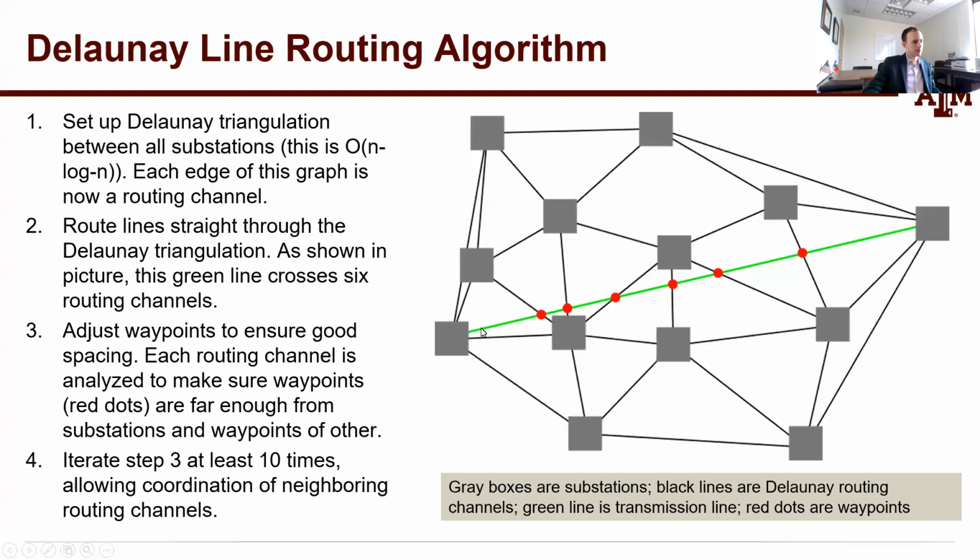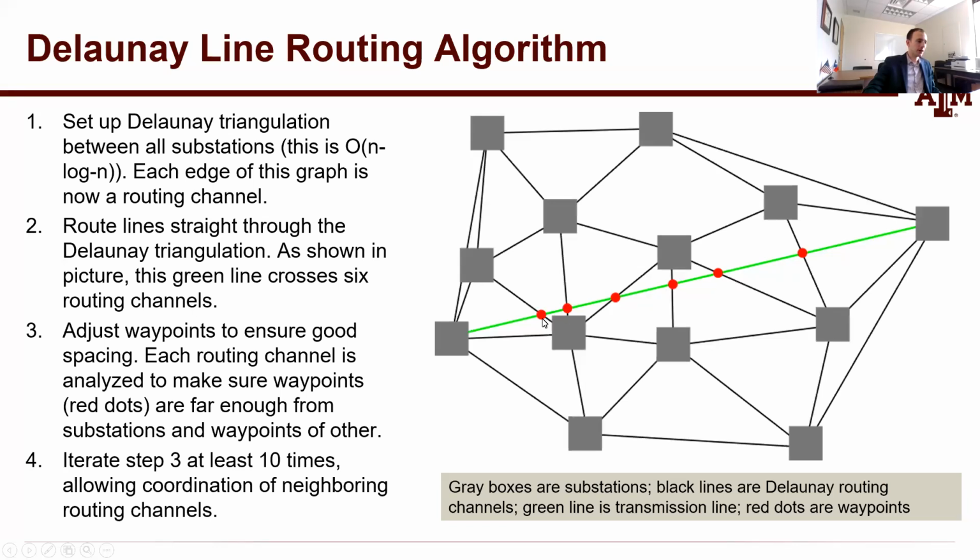And so if this green line is a transmission line, I run it between these two substations kind of far away. And I have these red points that are the intersection between that transmission line and each of these Delaunay line routing channels, as I'm calling them. Then those become the waypoints of this transmission line.